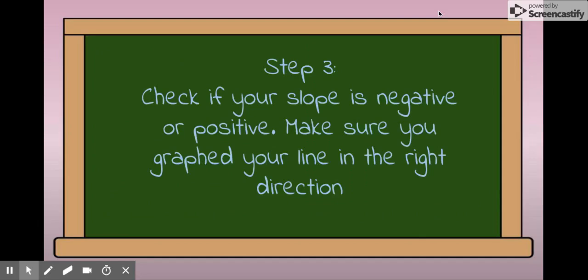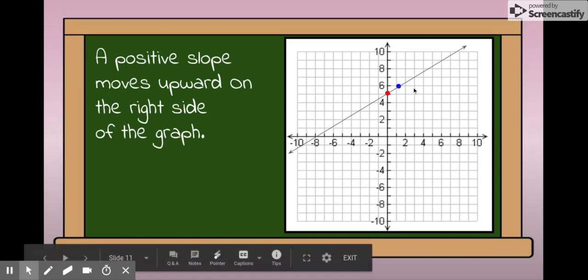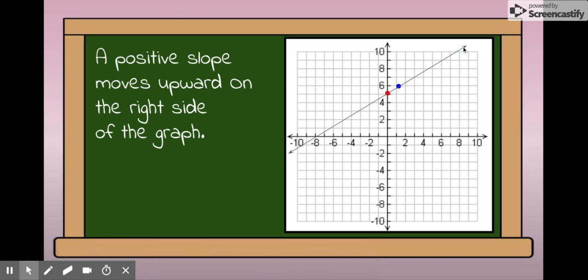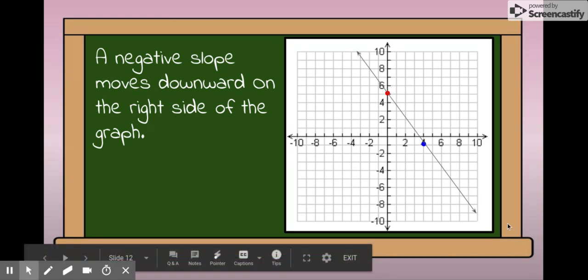The third step is to make sure your slope is going in the right direction. So check if your slope is negative or positive, and make sure that your line is going in alignment with that. So this is an example of a positive slope. So you look on the right half of your graph and you check if it's going upwards or if it's going downwards. So this is going upwards on this half of the graph. So this is positive. This is an example of a negative slope because on the right half of the graph, it's going in a downwards direction.